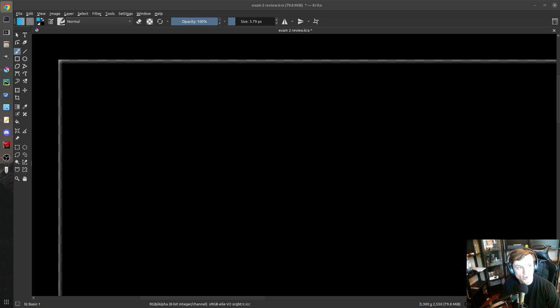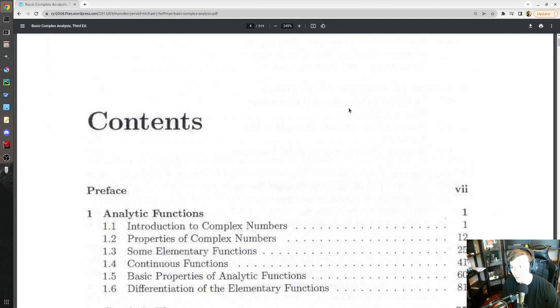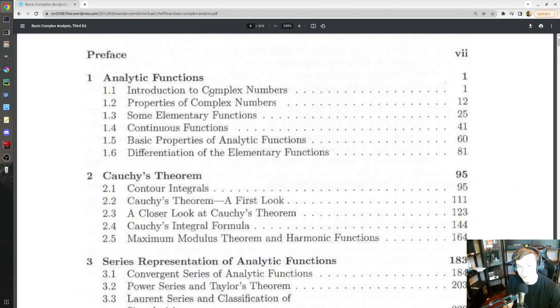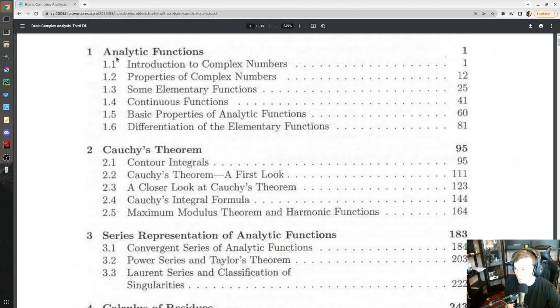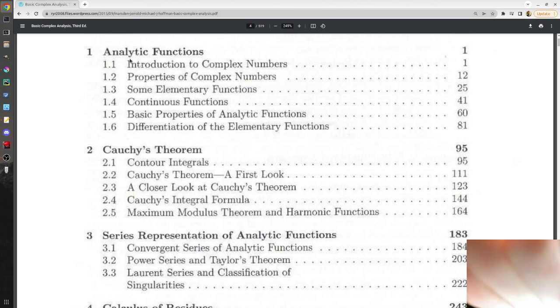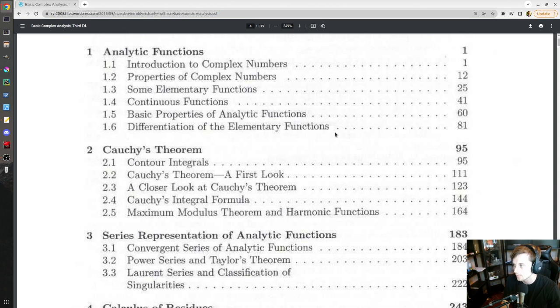So we started out, and I'm going to pull up the old table of contents in our textbook right here. One second. Okay, so we started out with analytic functions. We began our entire class just discussing complex numbers, and my camera's contrast is nightmarishly off. There we go. Whatever. So we began this entire class discussing analytic functions.